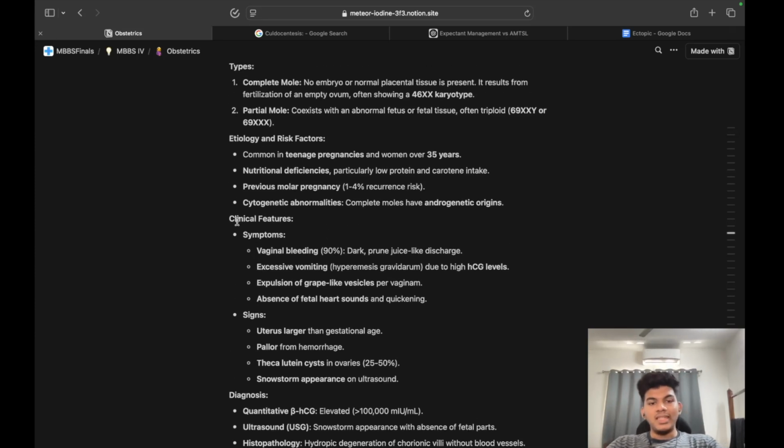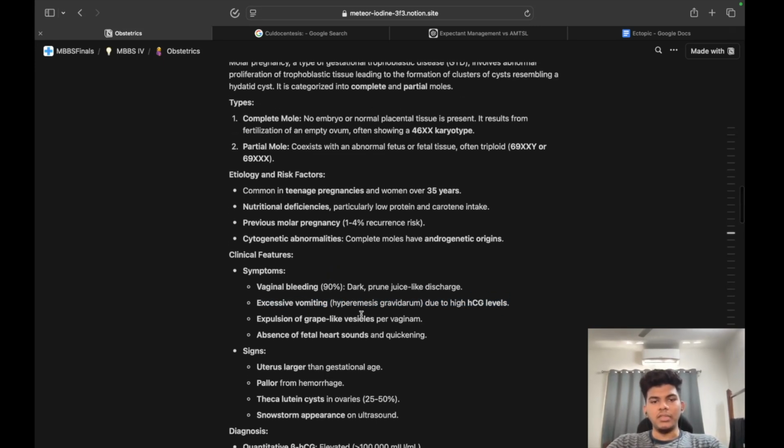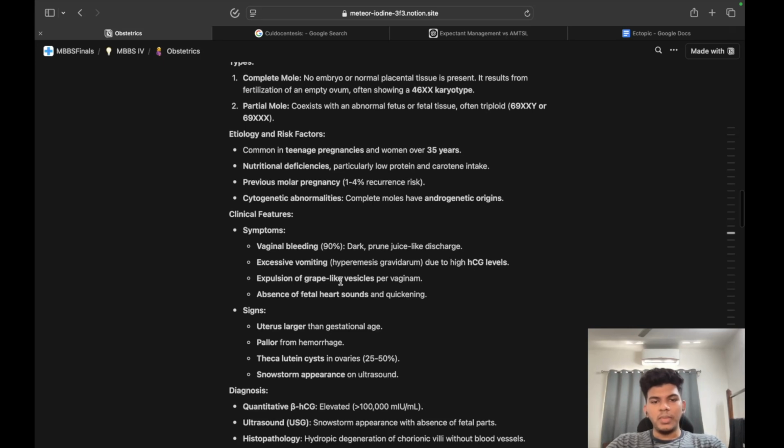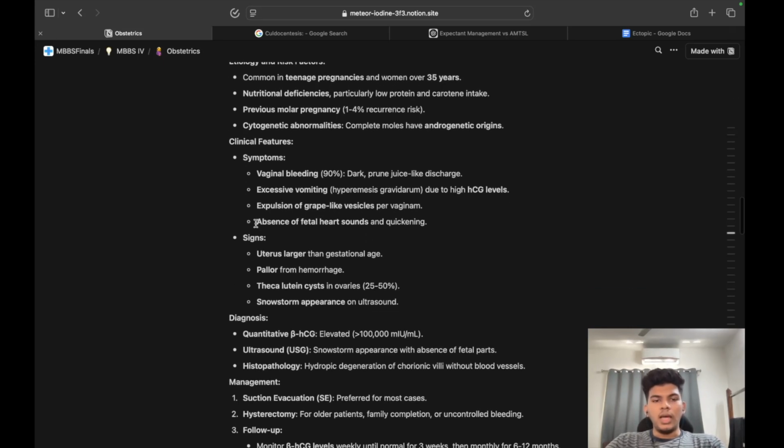Coming to the clinical features, symptoms and signs. Symptoms include vaginal bleeding, dark prune juice-like discharge, excessive vomiting, hyperemesis gravidarum due to high HCG levels. This is different compared to a normal pregnancy. Expulsion of grape-like vesicles per vaginum, which we have seen in pathology already. And absence of fetal heart sounds and quickening, because this is not an actual pregnancy.